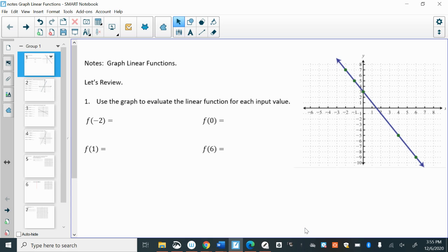All right, guys, today we're going to talk about graphing linear functions. I started off with a review. You can find the video lessons last class. Well, actually, I'll just go ahead and do these.